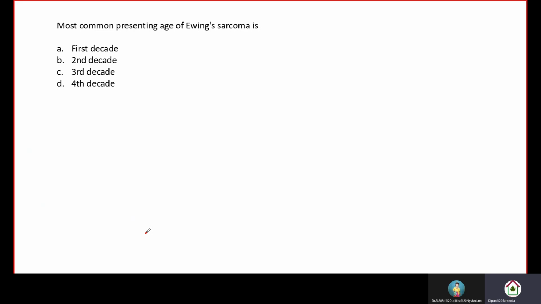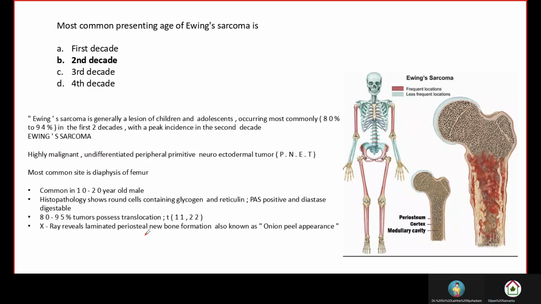Most common presenting age of Ewing sarcoma: second decade. Ewing sarcoma is generally a lesion of children and adolescents, occurring most commonly in the first 2 decades with a peak incidence in the second decade. It's a highly malignant, undifferentiated peripheral primitive neuroectodermal tumor. And the most common site is the diaphysis of the femur.